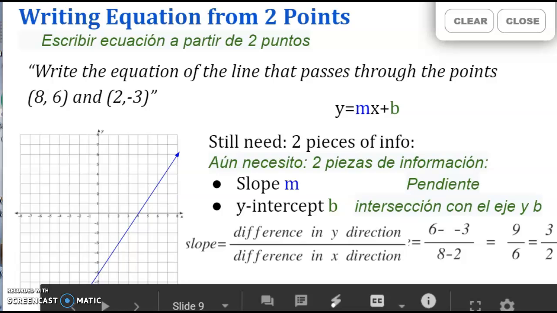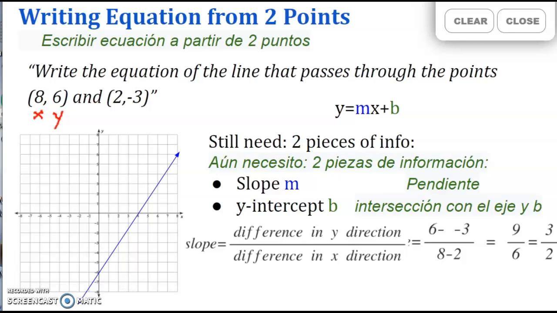Remember that this is the x and y value of the first point, and this is the x and y value of the second point. So I could use x1 and y1 and x2 and y2 as my points. What we are doing is really finding the difference between the points. So in the y direction, this is my y point. Difference means subtract, so we're going to subtract 6 minus -3.